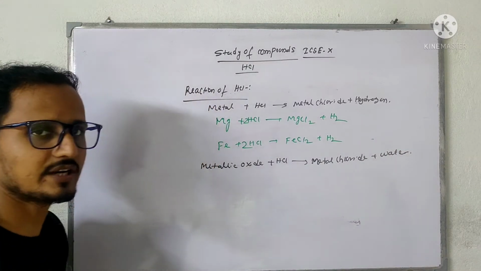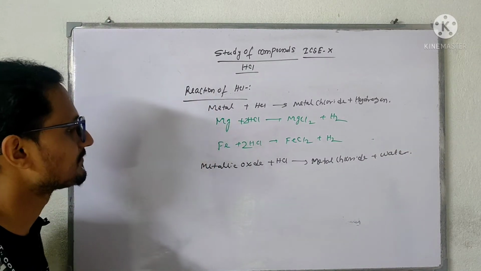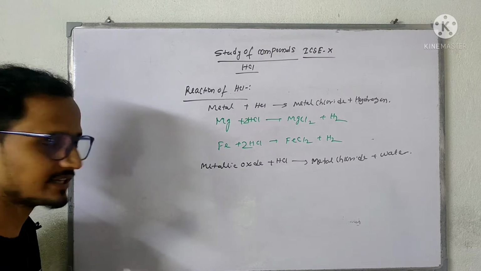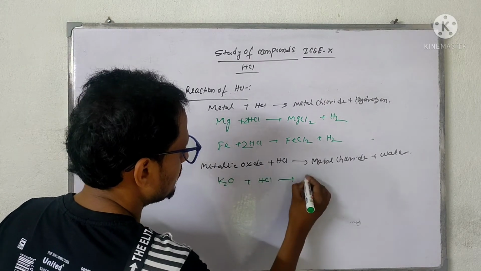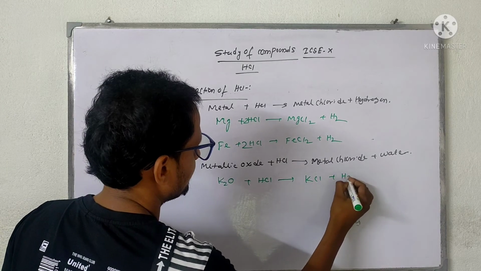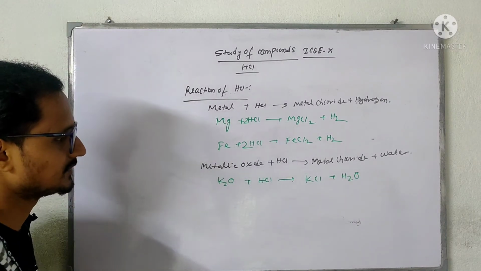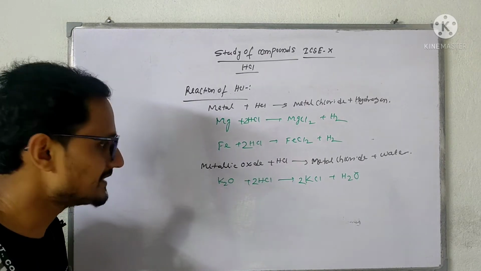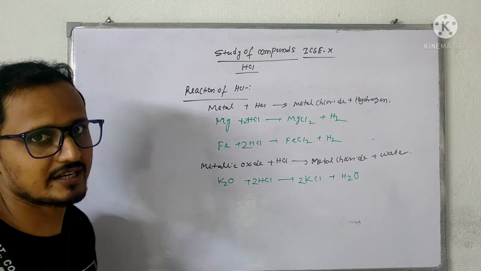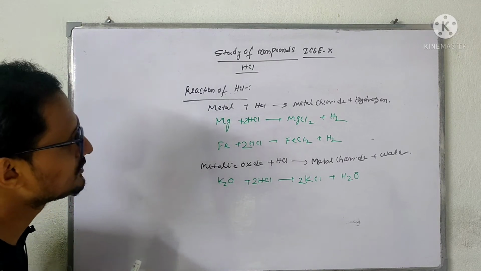Now for metallic oxide, you can take potassium oxide or sodium oxide. Potassium oxide is K2O plus HCl. It will form KCl plus water. Okay, multiply this one by 2, multiply this one by 2. So it is balanced. Then sodium oxide also you can take. Okay, now these two reactions are done.